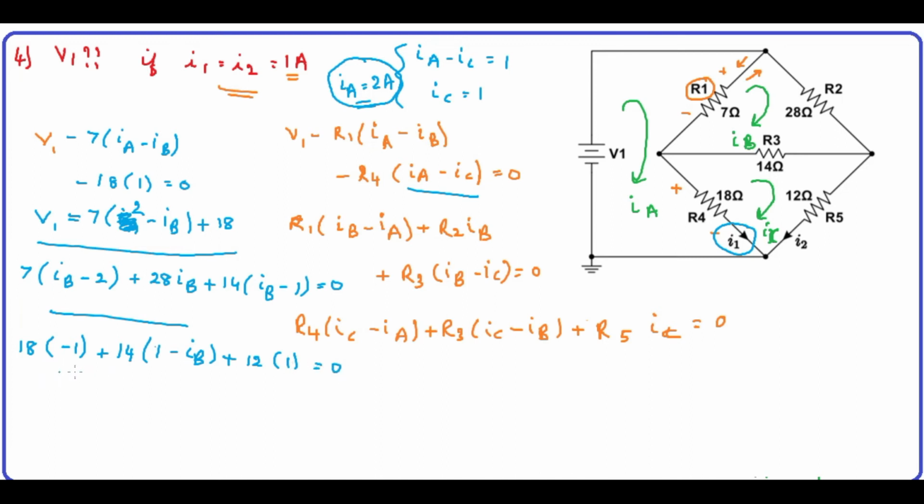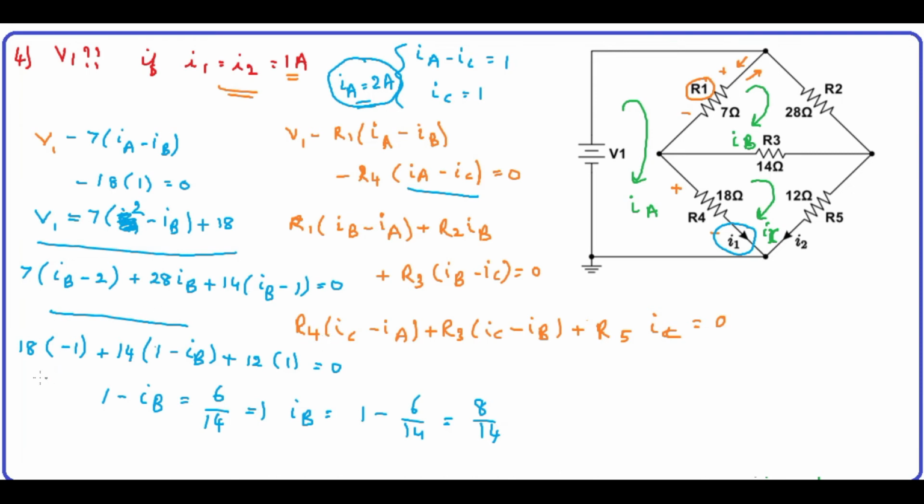With this equation we can get IB. So this is minus 18, minus 18 plus 12, it is minus 6. So 6 can be thrown outside. It is 1 minus IB is equal to 6 divided by 14, which implies IB is equal to 1 minus 6 by 14, which is 14 minus 6 is 8, so 8 by 14. So IB is the current, that is 8 by 14 simply.